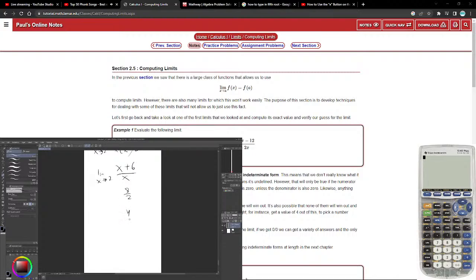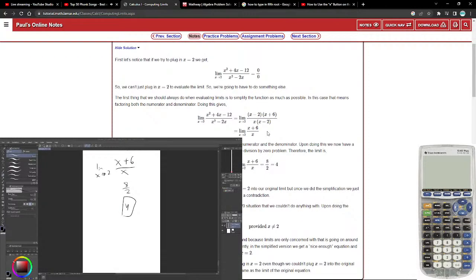And then here you don't need a limit, this is 4. First, let's notice that if we try to plug x equals 2, we get undefined. So we can't just plug in x equals 2 to evaluate the limit, so we're going to have to do something else. The first thing that we should always do when evaluating limits is to simplify the function as much as possible.